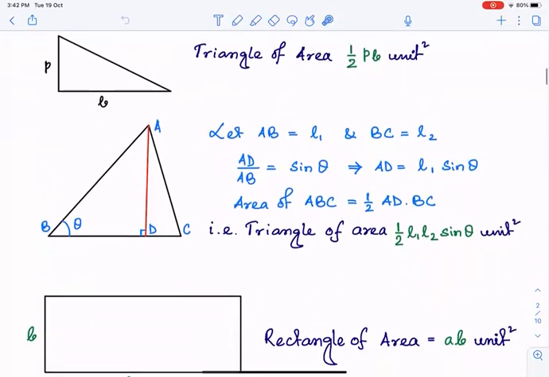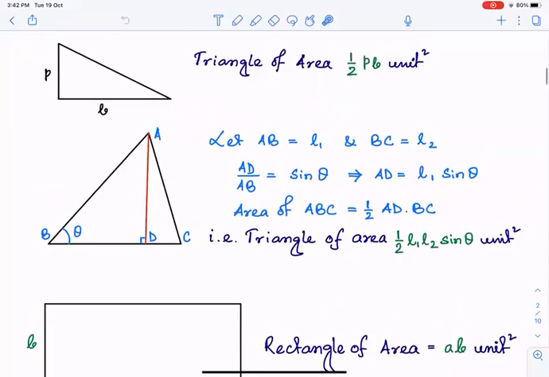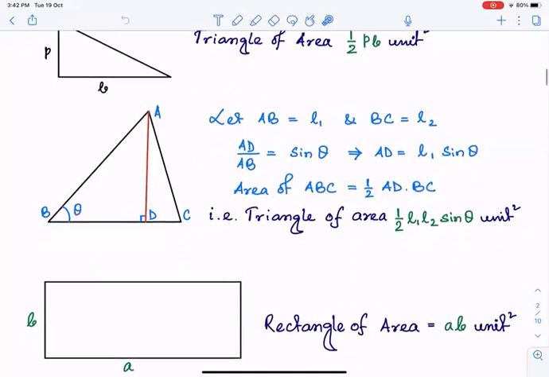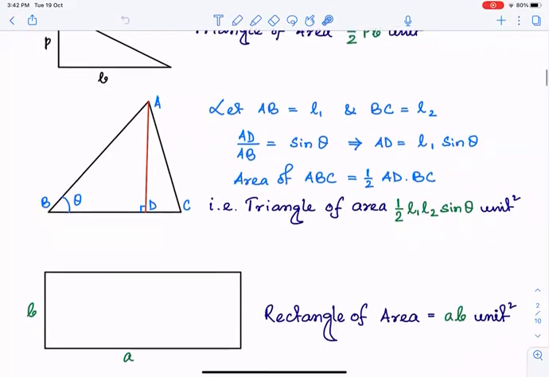Next, we have gone for a rectangle. So rectangle is of area AB, where A is length and B is breadth. Even you can consider the right triangle, from where we have got this idea of half into base into height. That is basically half of the rectangle described about one diagonal.